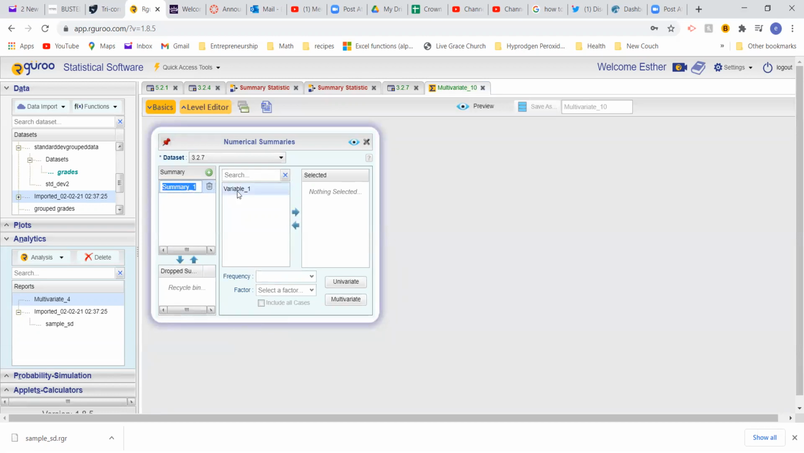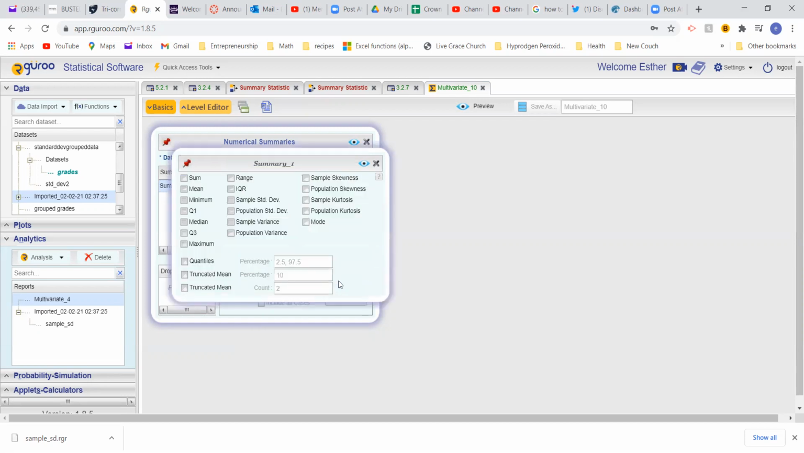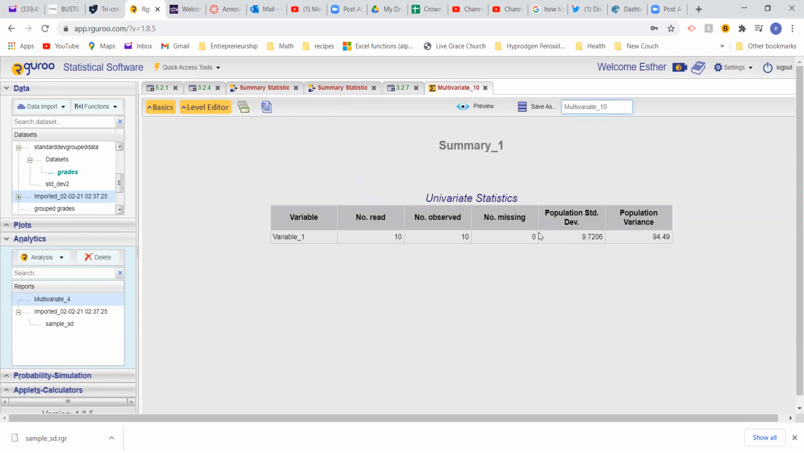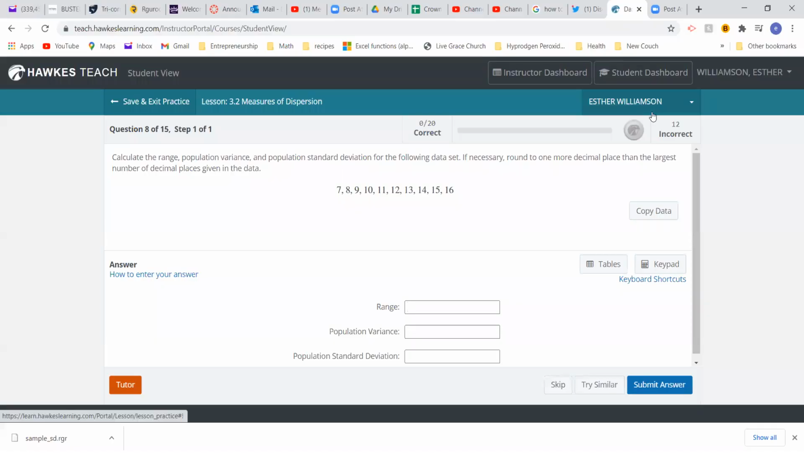Summary 1 is chosen, and then I'm going to choose variable 1. I'm going to hit univariate, and then I want the population variance and population standard deviation, and then press the I. And there are your answers. And I could have pressed the range too. That's 35, but it's 94.5 and then 9.7. So in this data set, you would do the exact same thing. You would create a table and then use the univariate analysis tools.